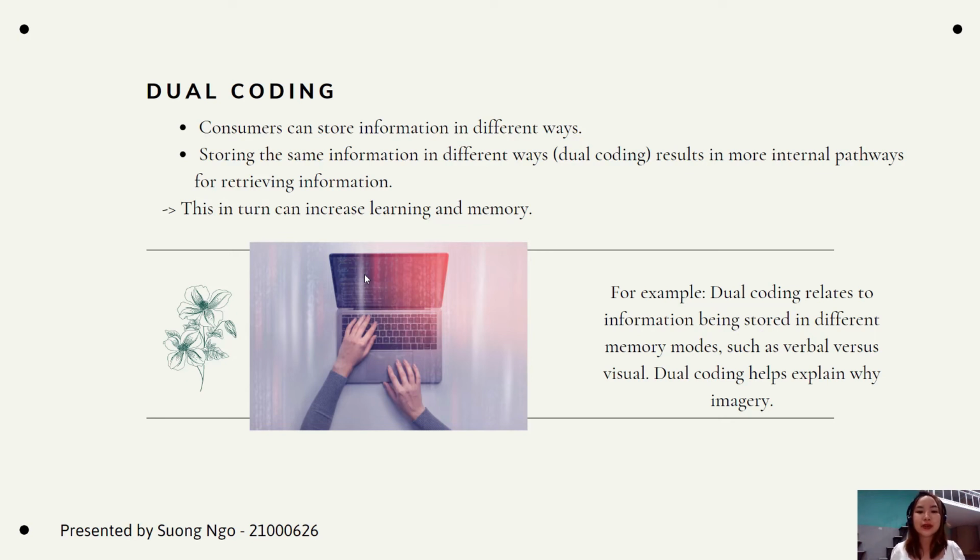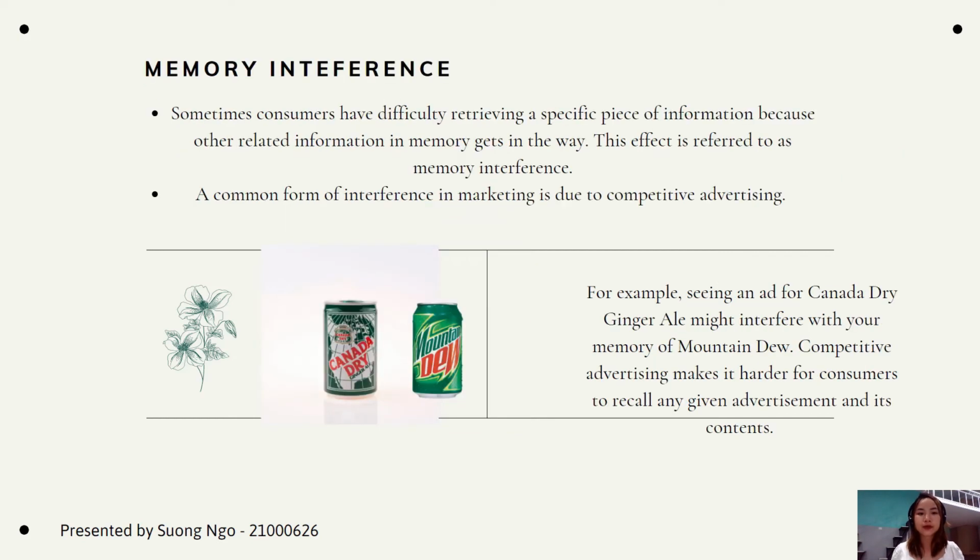This in turn can increase learning and memory. So as you can see in the example below, dual coding relates to information being stored in different memory modes, so verbal versus visual. Dual coding helps explain why imagery.